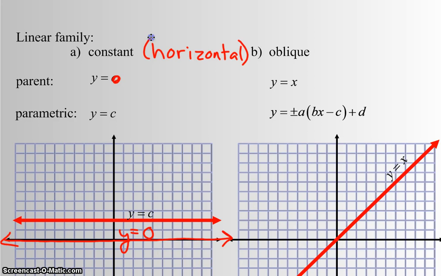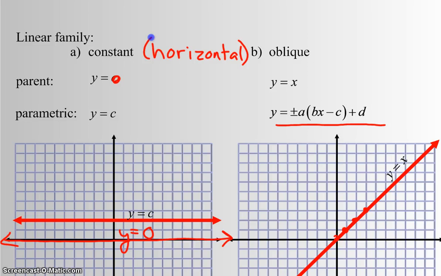The parent function for the oblique side of the linear family is y equals x. Notice that it has points on it, (0, 0), (1, 1), (2, 2), (3, 3), and so on. In parametric form, or the vertex form, you may remember this form from parabolas last year in Algebra 2. We have y equals a times the quantity of bx minus c plus d.